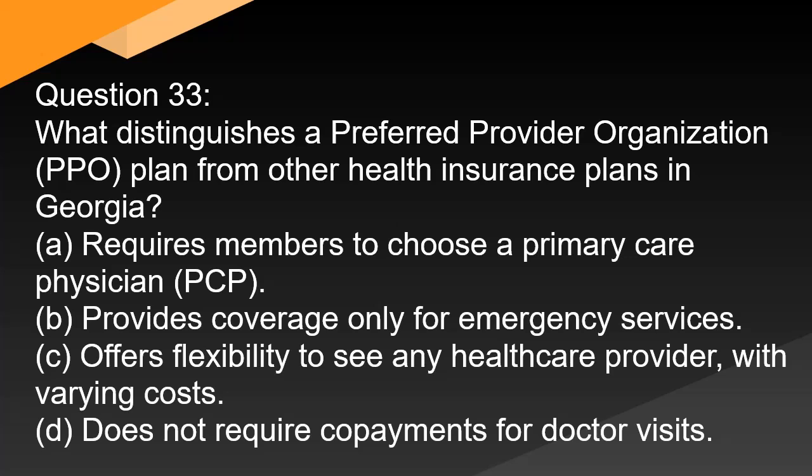Question 33. What distinguishes a preferred provider organization, PPO, plan from other health insurance plans in Georgia? A. Requires members to choose a primary care physician, PCP. B. Provides coverage only for emergency services. C. Offers flexibility to see any healthcare provider with varying costs. D. Does not require copayments for doctor visits.